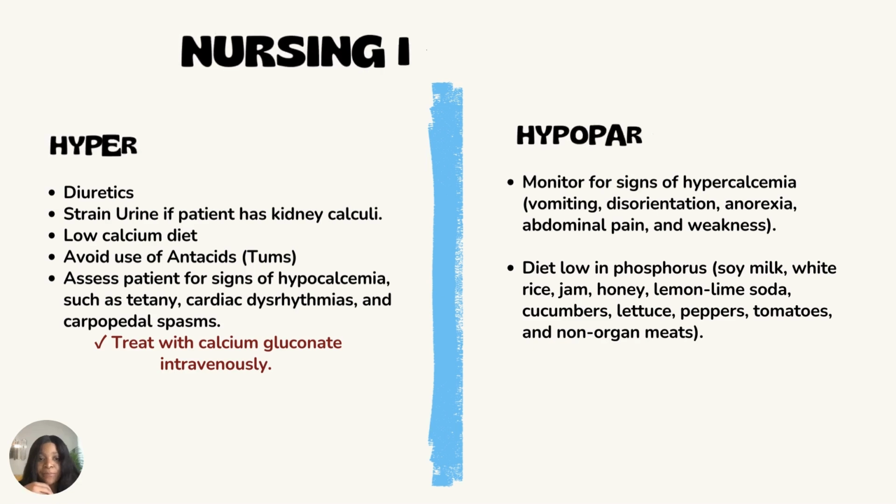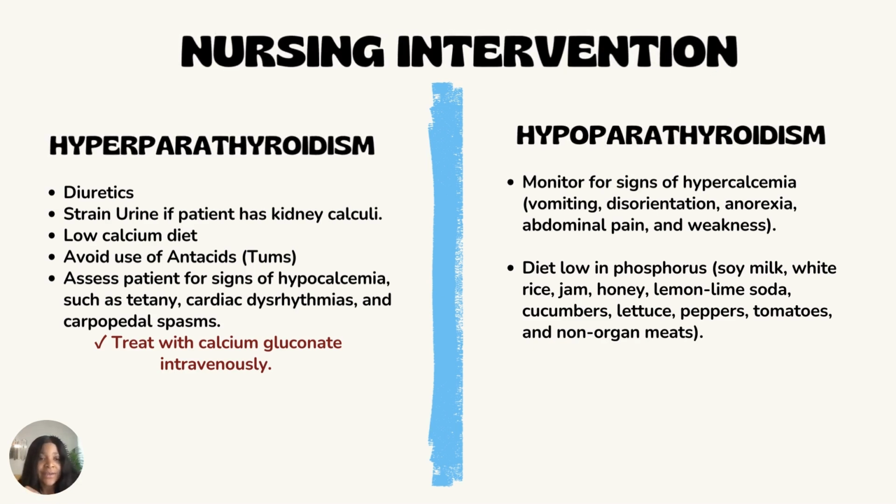All right. Finally, we're going to look at some nursing interventions of hyperparathyroidism and hypoparathyroidism. This patient, your hyperparathyroidism patient, might need diuretics to help flush excessive calcium out of their blood. Also, because they might develop kidney stones, aka kidney calculi or renal calculi, whenever they urinate, you might want to strain it. So you can strain out all that stone, and the doctor might want you to send it to the lab. They need a low calcium diet because they already have way too much calcium in their system, and they need to avoid antacids, aka Tums, especially because it's made of calcium.